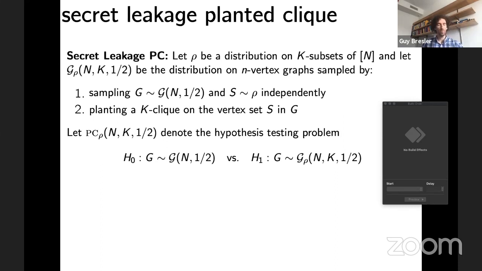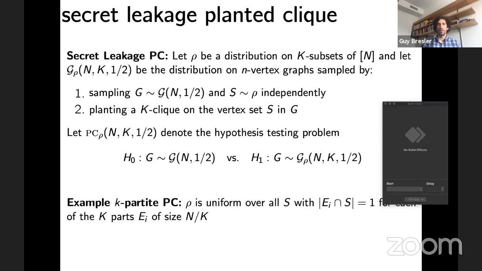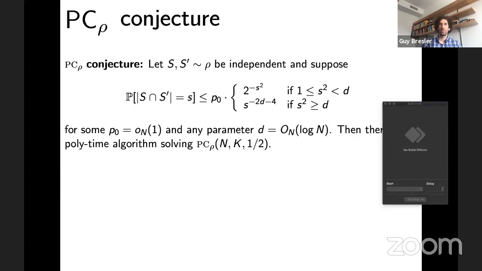All right. You could think of this, and this is where the name secret leakage comes from, by the way, as having a little bit of information about the position of the clique. So your prior is no longer uniform. All right, so the four examples that I wrote on the previous slide are all instances of this with a certain prior. And well, when is this problem hard?